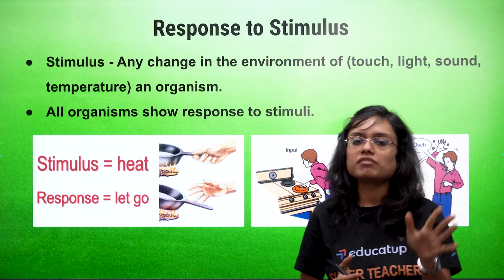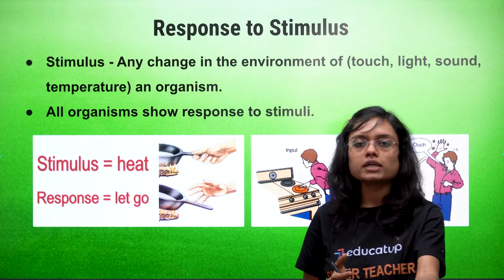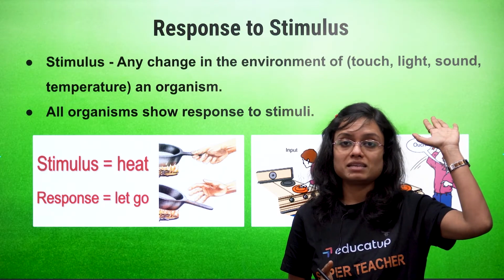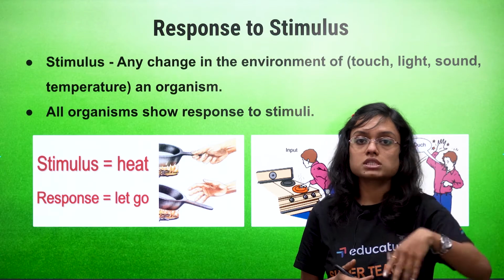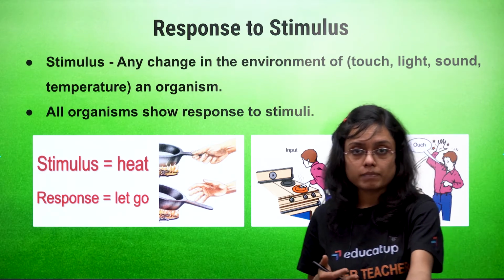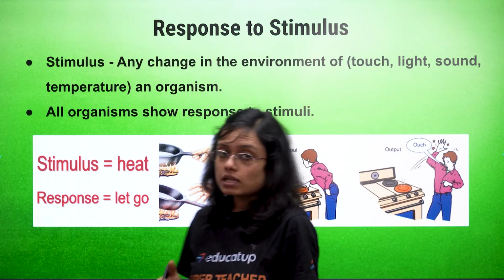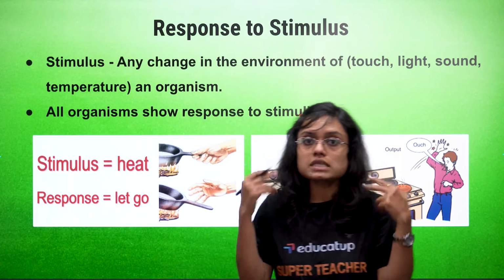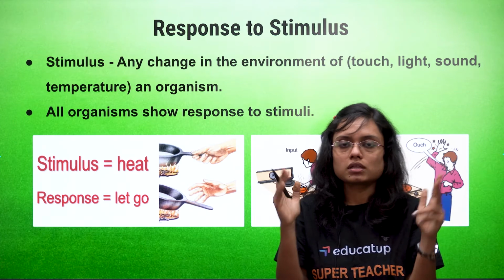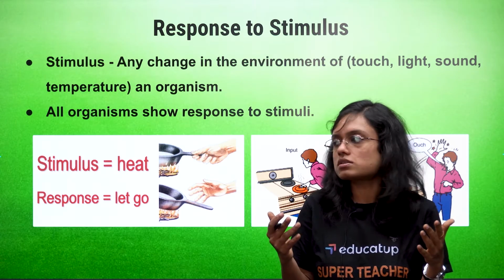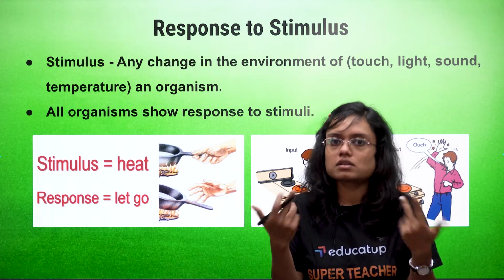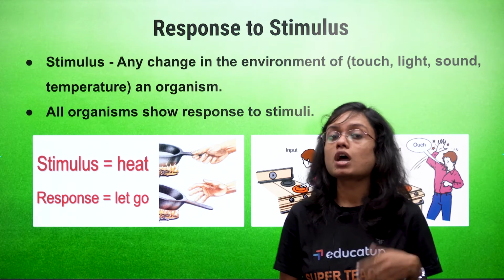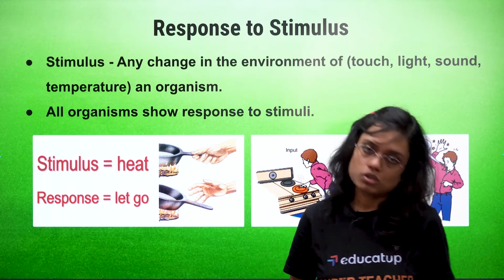Now for example, if by mistake you have touched a hot pan, what will be your response? You will take your hand back immediately. That is a response to the stimulus, the hotness of the heated pan. Then similarly, if there is a dog and it barks, so that is a change in the sound in your environment. You may get shocked and you may be surprised, oh my god, there is a dog. That is a response. So every living organism has this feature of responding to the stimulus.